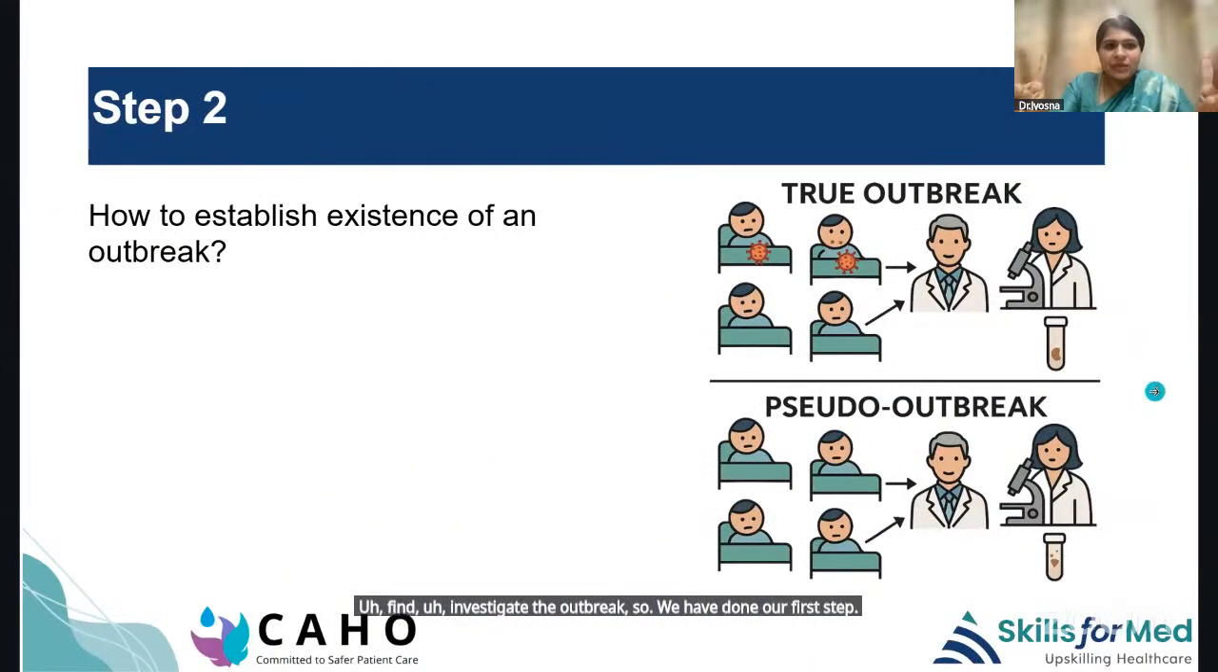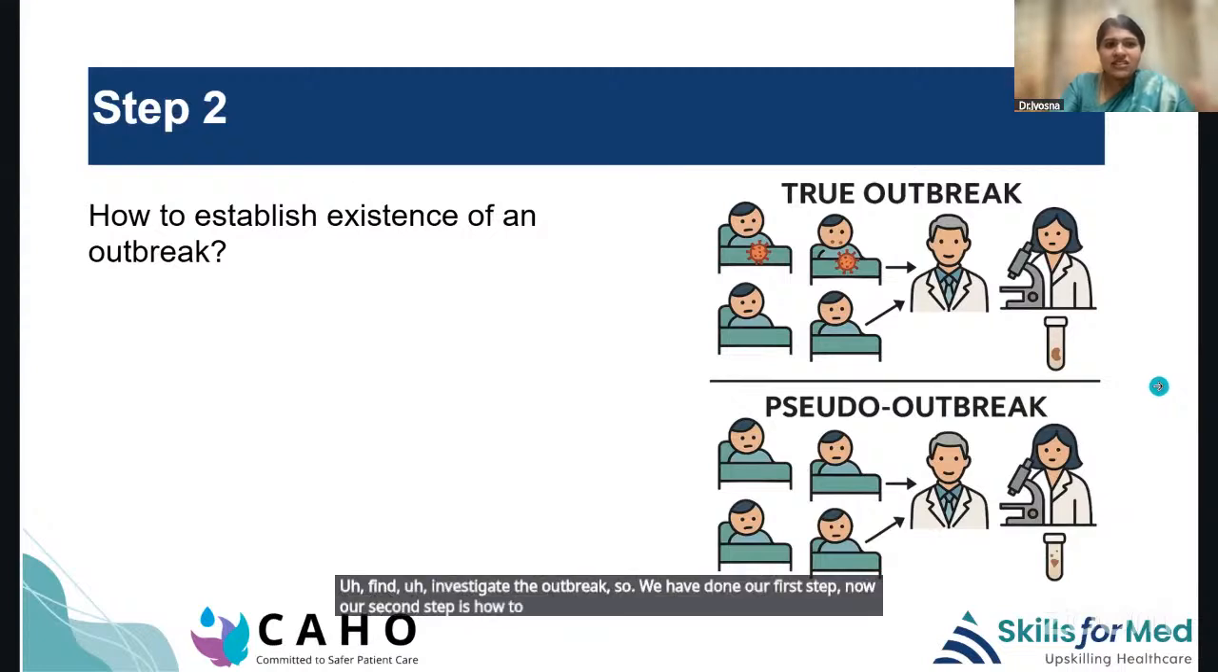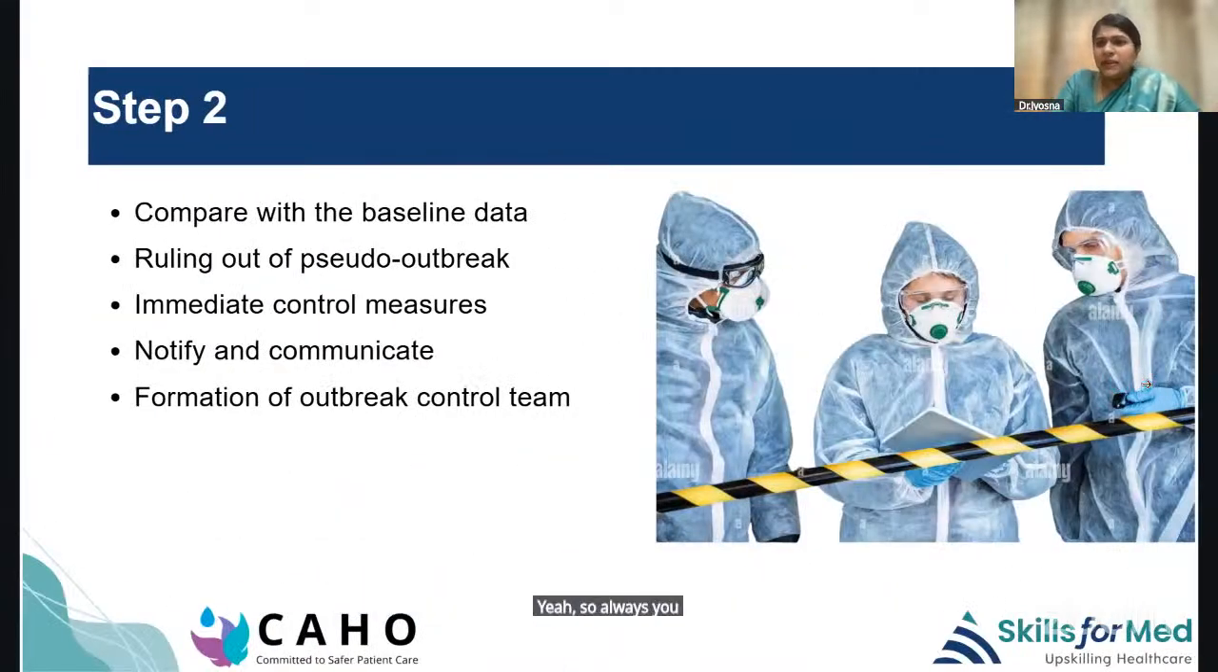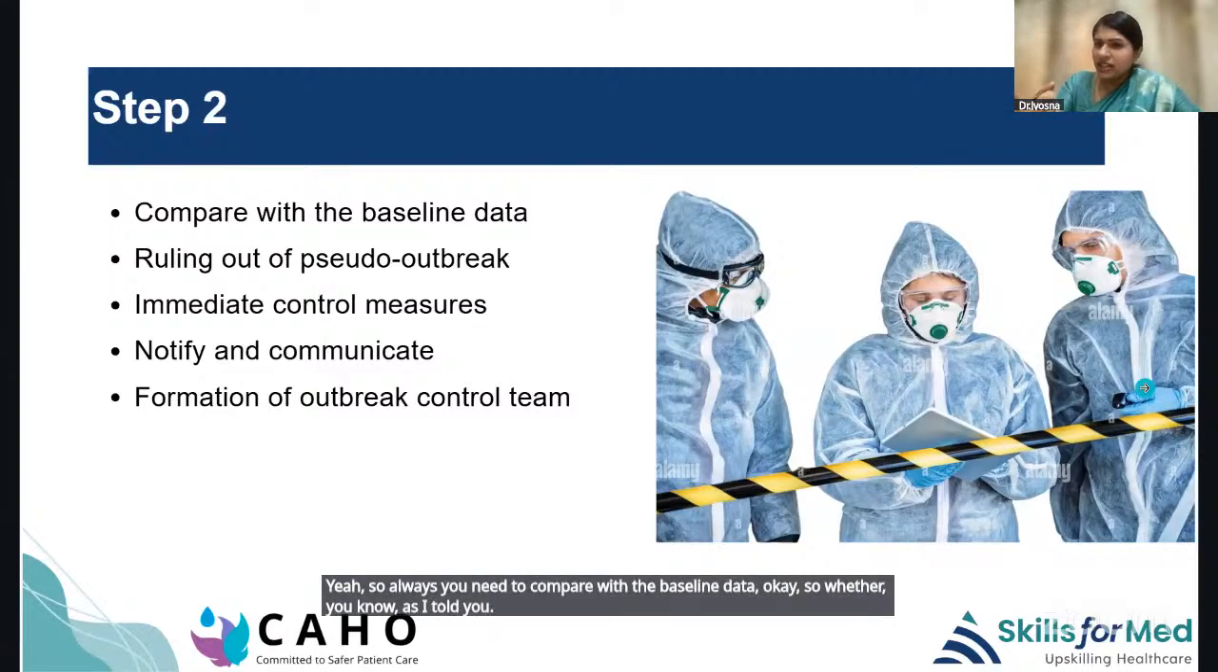Now our second step is how to establish the existence of this outbreak. There are a few points that we need to see here. Always you need to compare with the baseline data. As I told you, sometimes even one case can be an outbreak in a ward where there has been no case of that particular organism. So compare with the baseline.